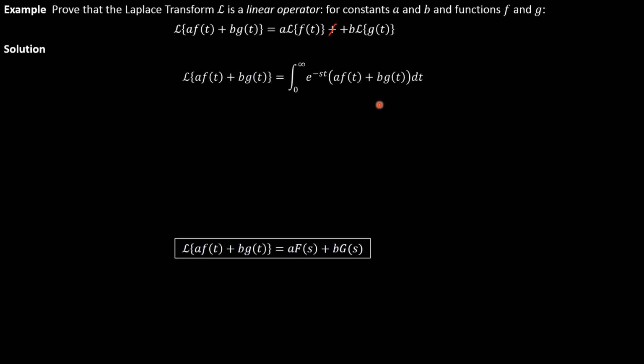So how do you prove it? Well, just apply the definition as we always do. If you do that, we're integrating e to the minus st against this linear combination, and then just expand and take the a's and b's out of the integrals, which is perfectly allowed since the integrals are linear. And then these integrals that we're left with are precisely the Laplace transforms of f and g.